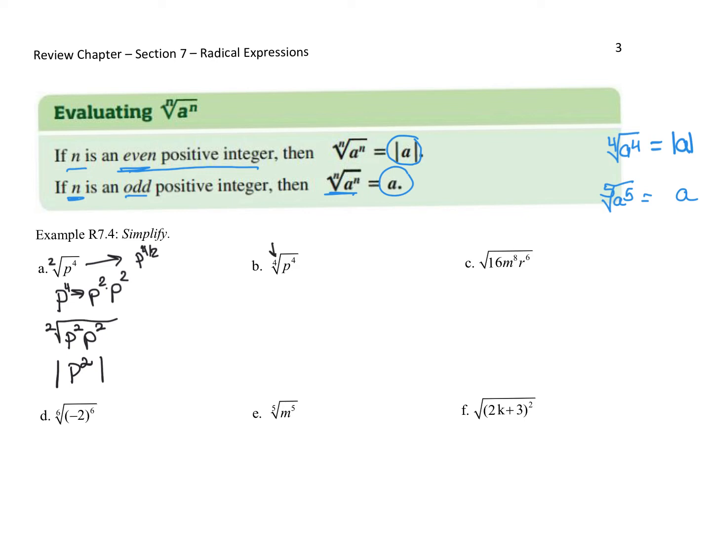So on letter B, these are even numbers, so my answer is going to have absolute values in it. I get p to the 4th power divided by 4. 4 divided by 4 is 1. So it's just p to the 1st, and it's the absolute value of whatever p to the 1st is.